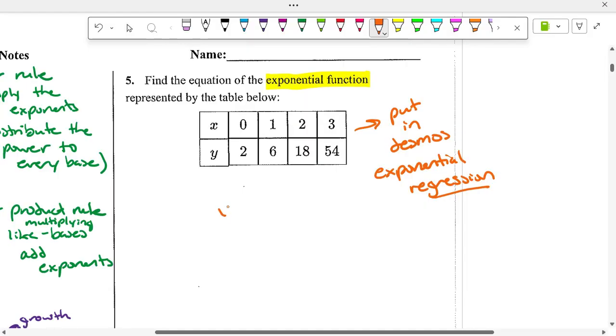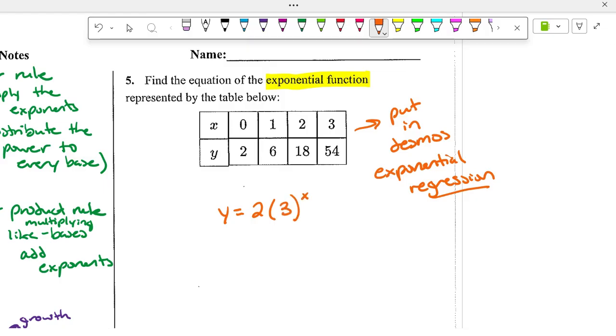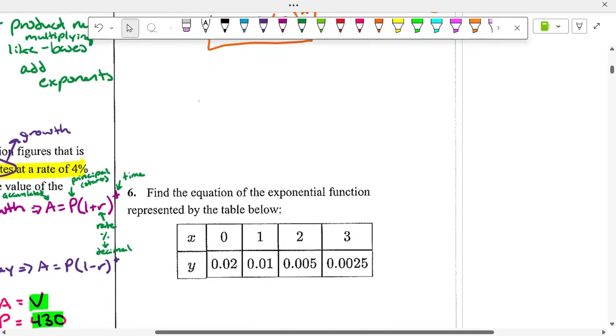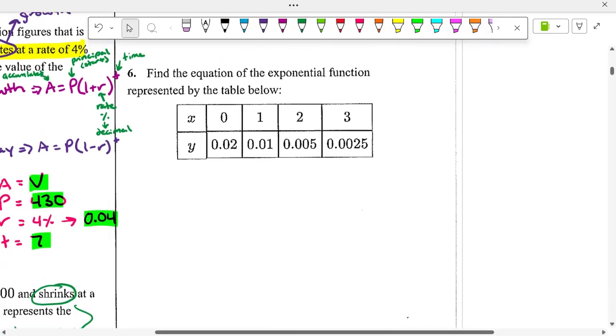So our function is y is equal to 2 times 3 to the x power. And all we did was plug in a table. That's why I said easy peasy lemon squeezy. So try number 6 on your own. See if you can get that function.